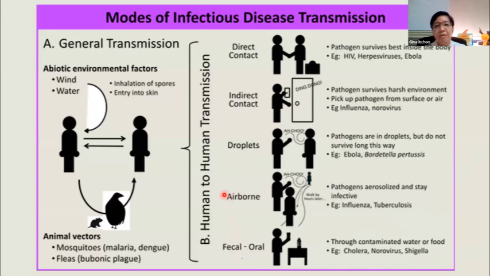So for COVID-19, it is thought that indirect contact, droplets, and airborne play a role, although it is not really very clear yet which one really plays a big role, no? So that's why we are told to wash our hands, we're told to wear a mask, we're told to wear a face shield even, no? Because we're trying to address all of these methods of transmission.